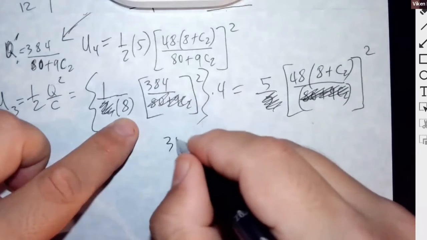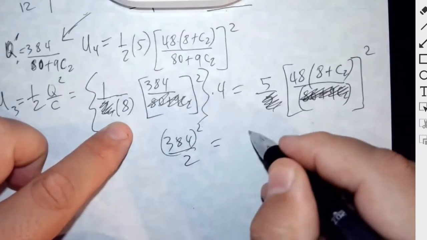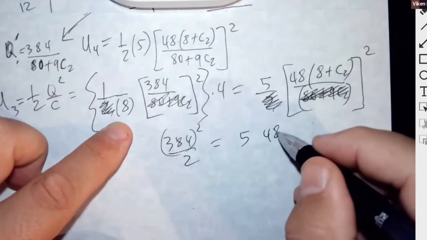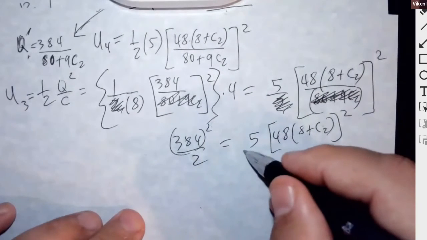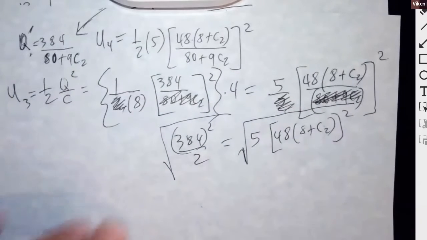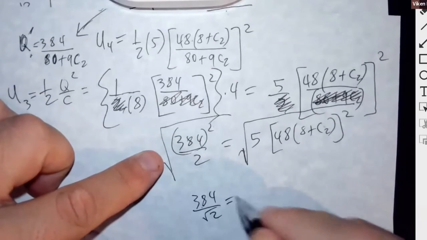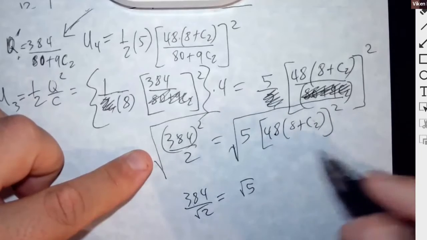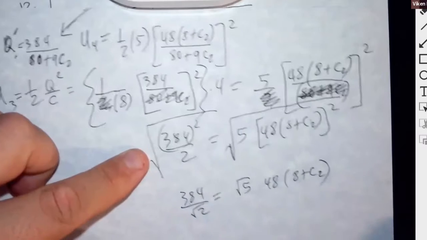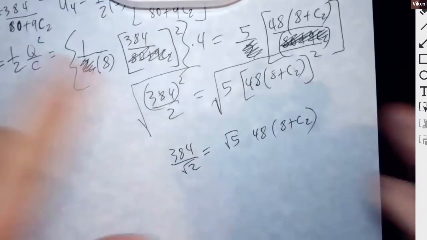So except the 384 squared, and then 4 over 8 is going to be what? 2. True. And then this is 5, and then this is 48, 8 plus C2 squared. Oh, okay. I could actually square root everything now. All right. And so then I'll get 384 over square root of 2, and then here I get square root of 5, and then the square root of this is just going to be 48, 8 plus C2. Oh, okay. So this was a case where I don't need to use a solver. We don't need to go to Wolfram and solve it there because it became pretty easy.